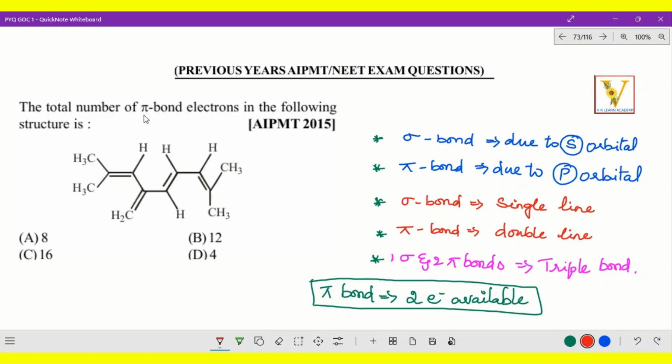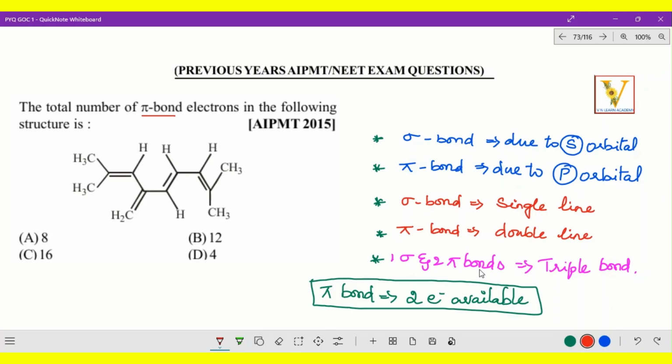Total number of pi bond electrons in the following structure. Pi bond electrons are totally different from pi bonds. See, before going to this question, I will mention these points so that it will be easy for you to understand. Sigma bond is due to s orbital, pi bond is due to p orbital. A sigma bond is a single line, a single bond we can say. A pi bond is a double line. And triple bond, so what is a triple bond?